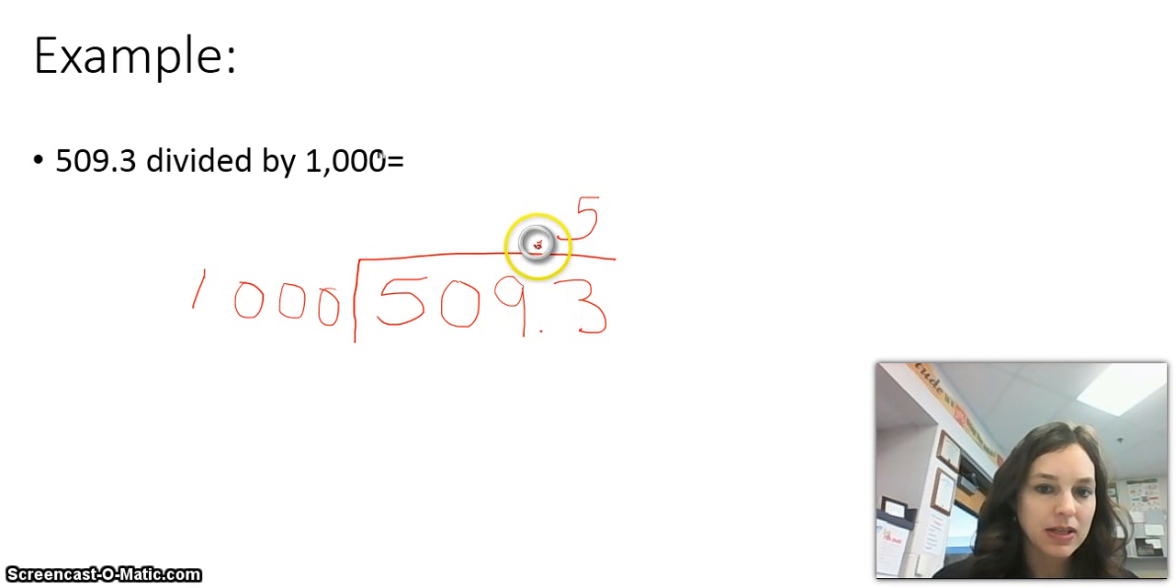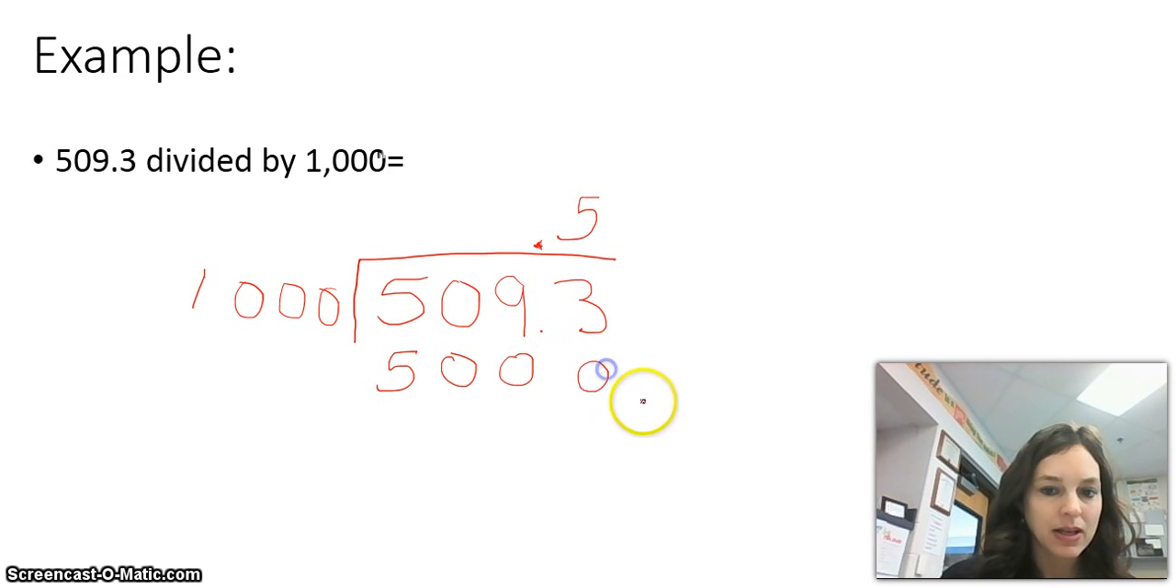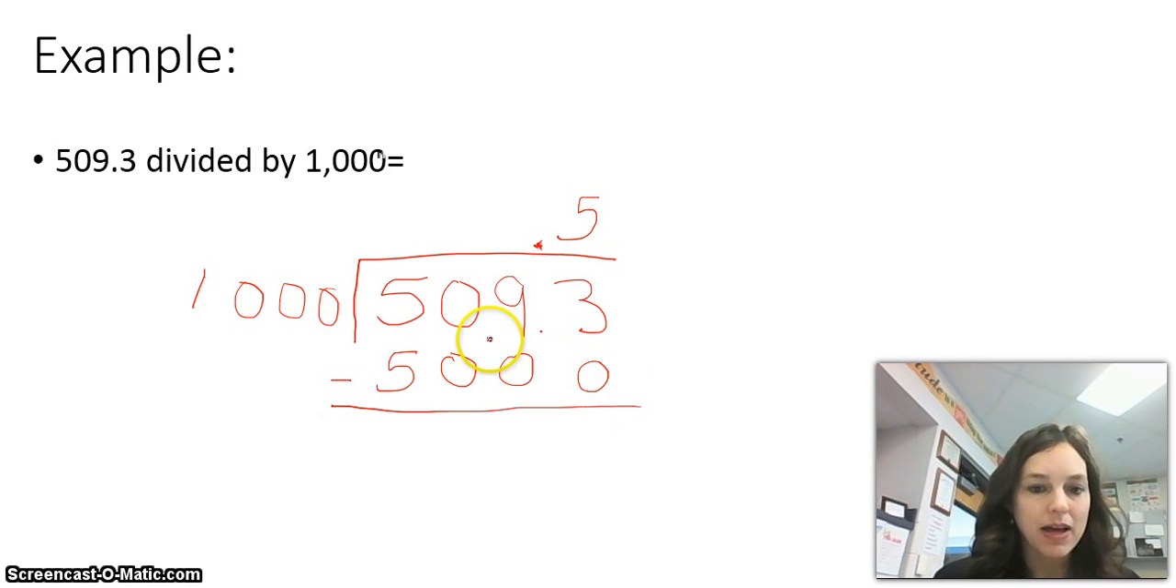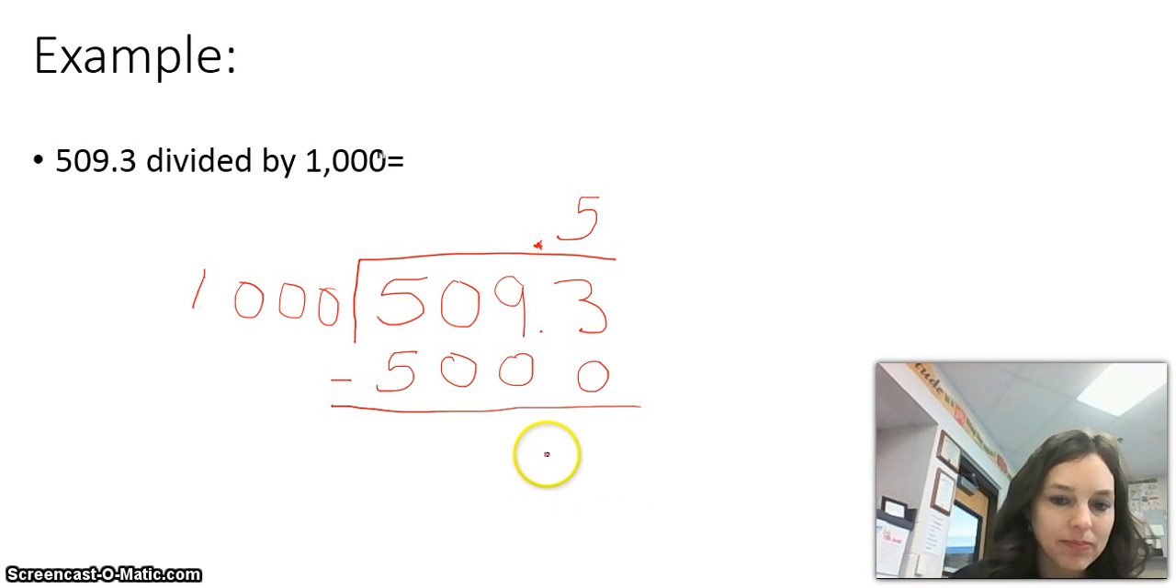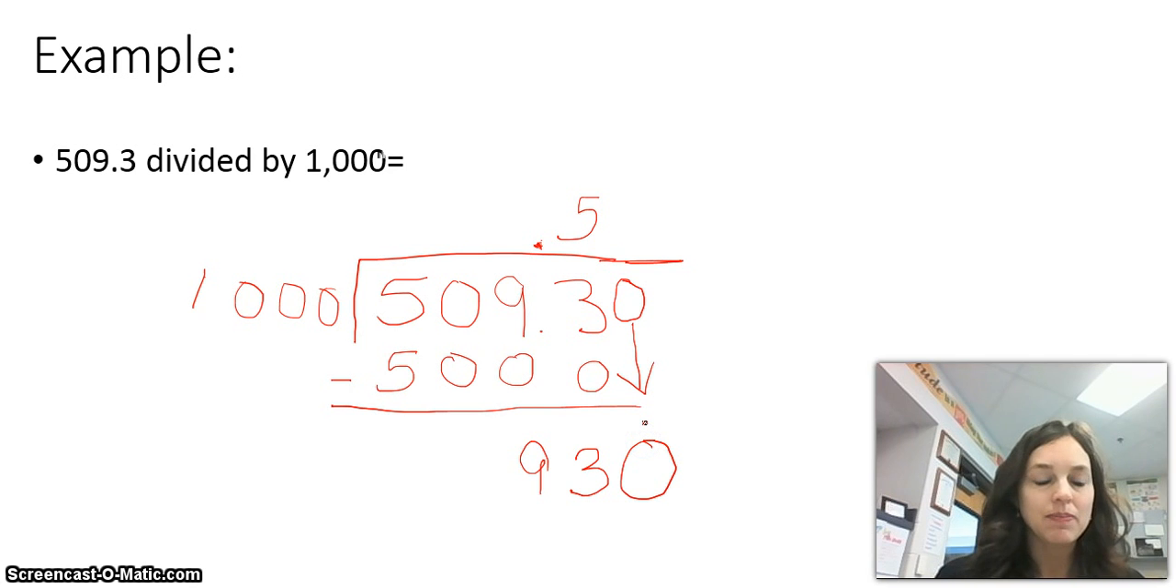So 5 times 1000 is 5000. And 5093 minus 5000 is 93. And I can't have remainders, so remember from our last lesson, after the decimal point, I could just add another 0 here. I can add as many zeros as I need to without changing the value of the dividend. And I could get 930.